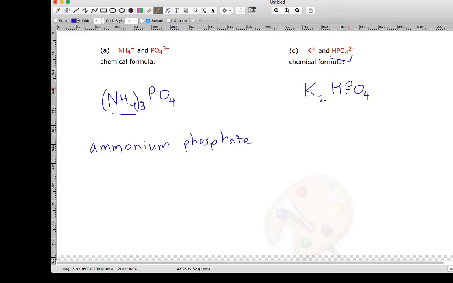What about here? HPO4. Well, I don't need parentheses either because I only have 1 of them, so there's no confusion. This is called potassium hydrogen phosphate, also known as potassium phosphate dibasic. Here, let me just write the usual systematic name. Potassium hydrogen phosphate.